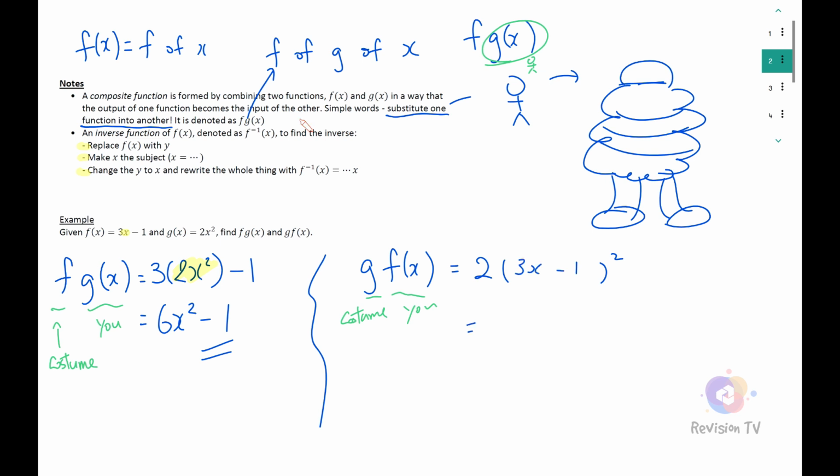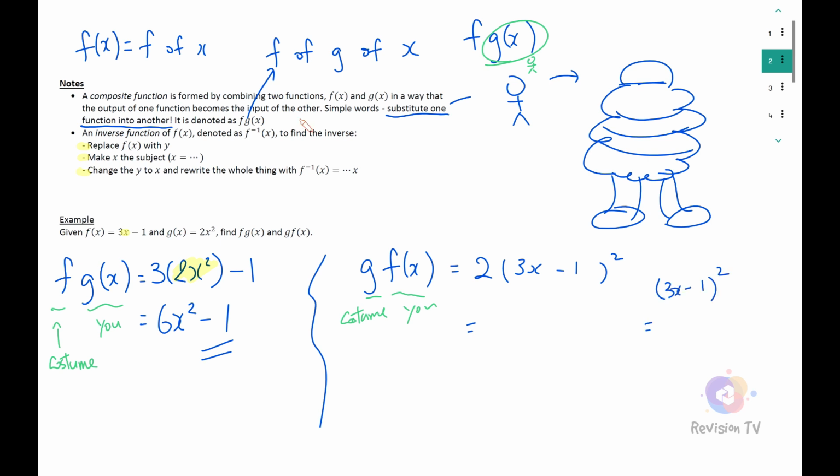Now which one goes first? Well, there's a bracket, there's a power, there's multiplying. The index will go first, because the bracket is actually linked with the 2, so the 2 is just multiplying. So we'll go to the square. Square means double bracket, so (3x minus 1) squared.